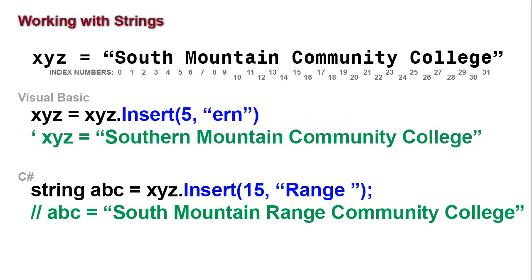Along with remove, we have an insert function. And I can specify the location of where I want to insert and what I want to insert. So here I'm going to insert at character 5 the letters ERN on the VB side, and the result is XYZ then equals Southern Mountain Community College. And on the C# side, the example here is I'm going to put the word range starting at character 15, and ABC would then equal South Mountain Range Community College. Of course, we can do inserts and removes with simply string concatenation using substrings.